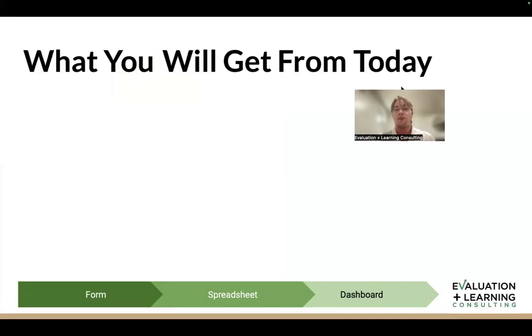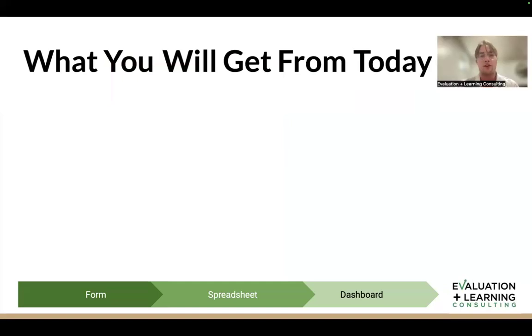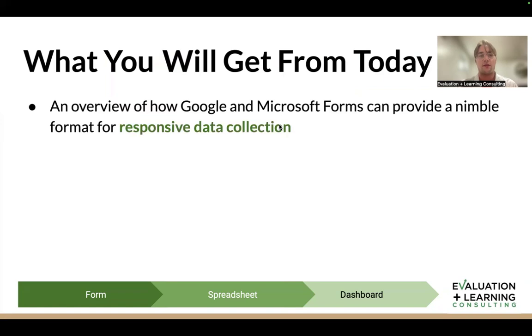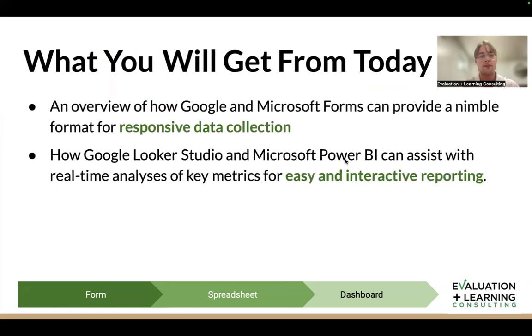So what you will get from today, there are really two main objectives that we are trying to end with today. The first is an overview of how Google and Microsoft Forms can provide a nimble format for responsive data collection. The first part is really just looking at how these two platforms can help with data collection. The second is how Google Looker Studio and Microsoft Power BI, respectively, can assist with real-time analysis of key metrics for easy and interactive reporting. So combining these two, the first is getting the data, making sure it's responsive. And then the second is reporting the data, making sure that it's easy and understandable for everyone around.